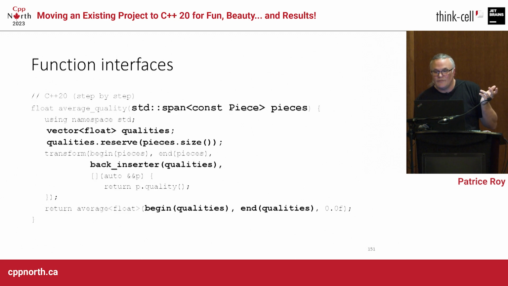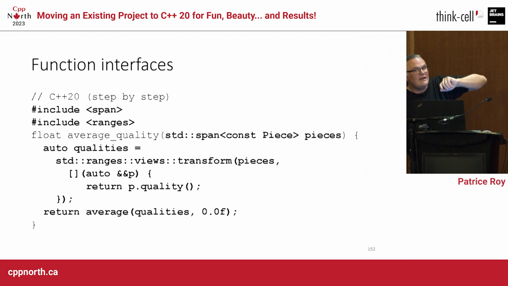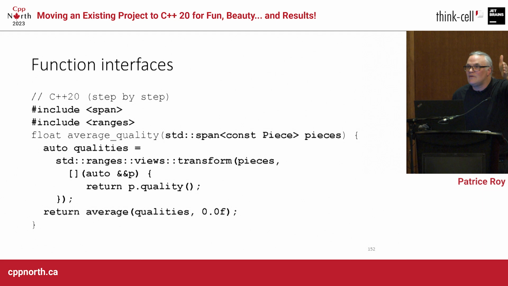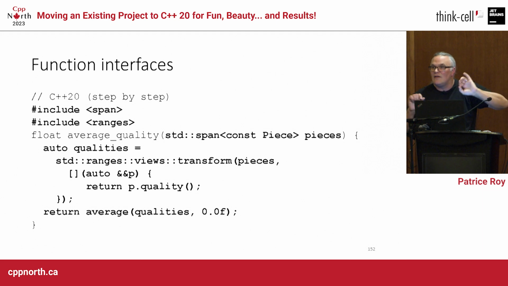I'm pretty sure. This is interesting though. So I have my average quality with a span of pieces, and I have my vector reserving values, getting the qualities, doing the average. And I can make it even simpler there because I can use the transform from ranges where I'm making a view. Qualities there is not a container. It's a view over the original data where I get only the qualities and then I'm averaging them. I could even get rid of the qualities variable there and just merge them out to the call to average. It's going to be okay.